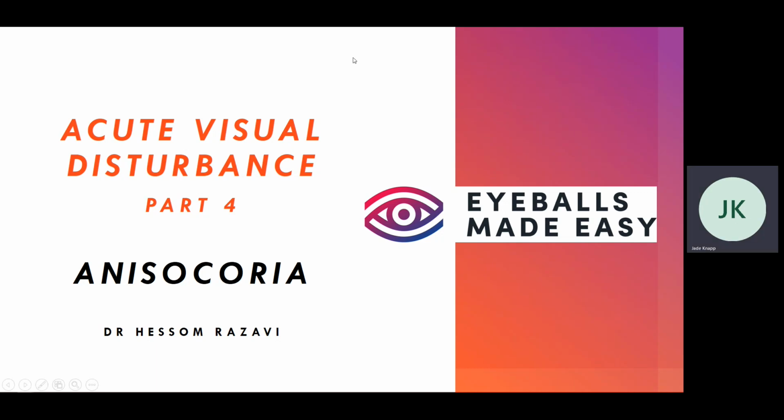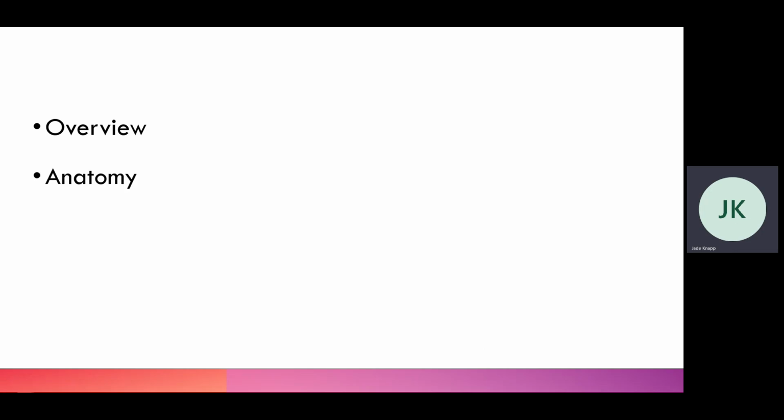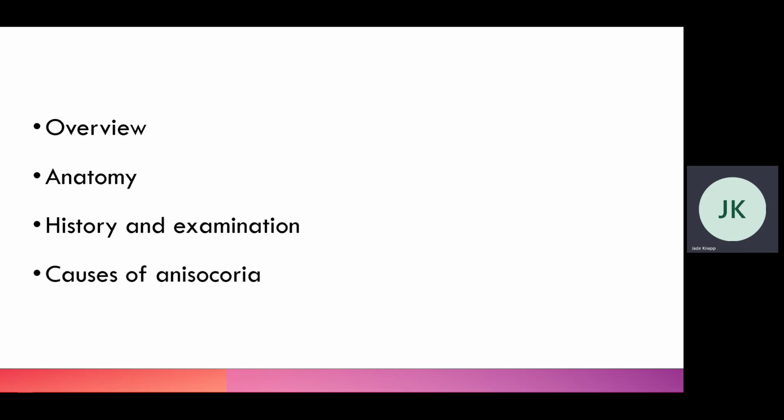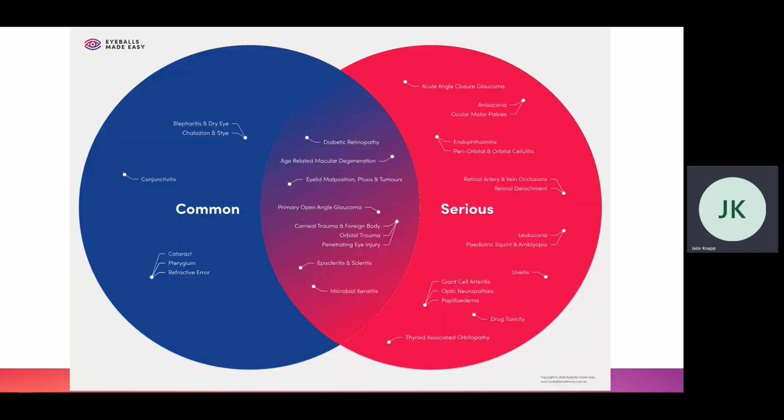If I can make this presentation work. I'll give you an overview to start with, and then we'll talk about some relevant anatomy. Then we'll get into history and exam, and then the actual causes of anisocoria, which for your purposes, there's really only 3. So this doesn't need to be a really complicated topic, although it can be tricky if you're not familiar with the content.